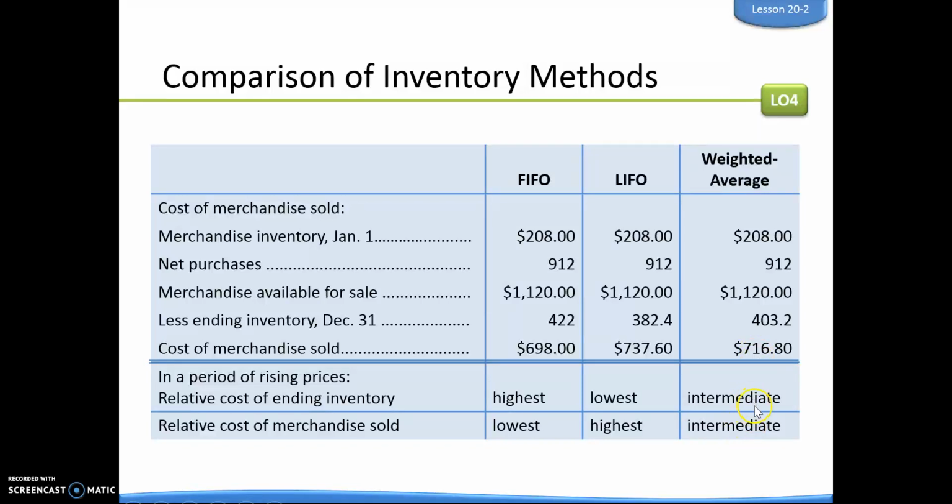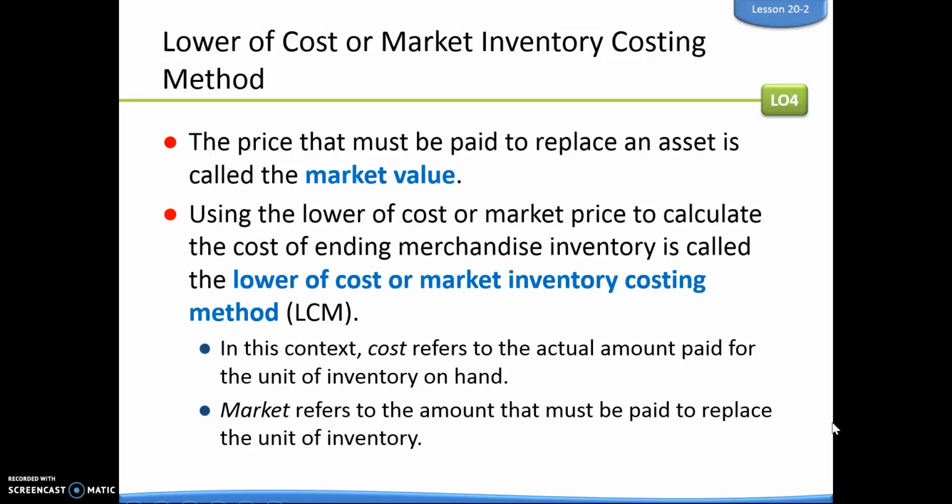Remember that weighted average will always be between the two. But then again, dependent upon if we have a period of rising prices versus if we have a period of declining prices, FIFO will be the highest and LIFO will be the lowest. So we'll just want to make sure that we remember those.